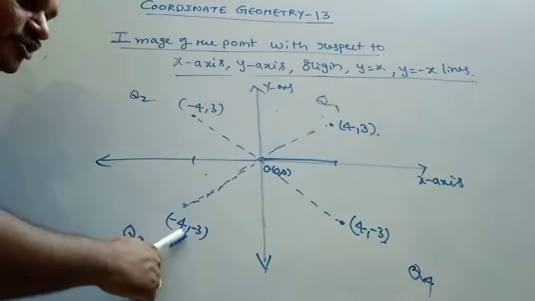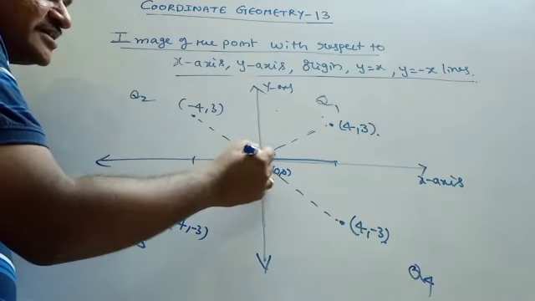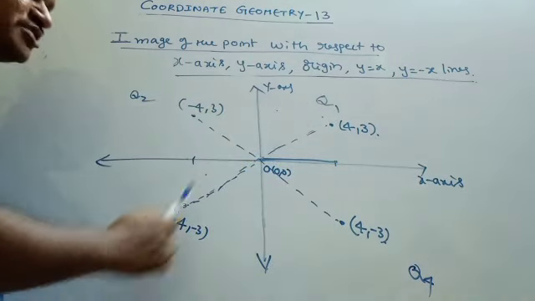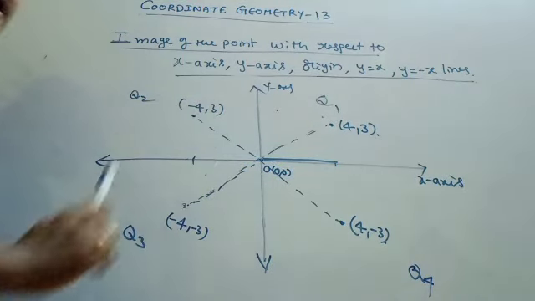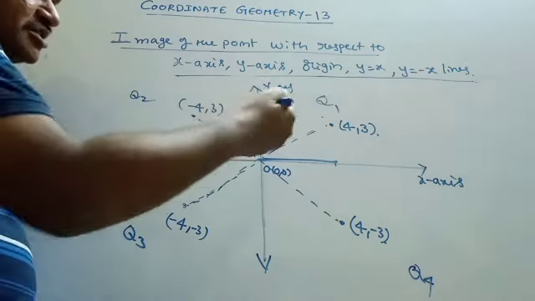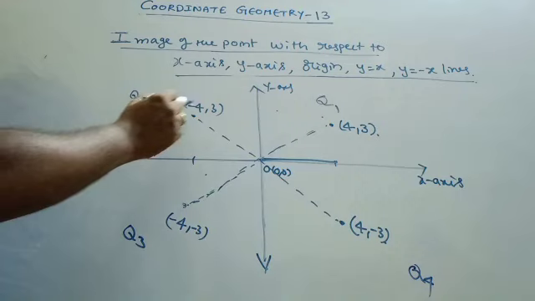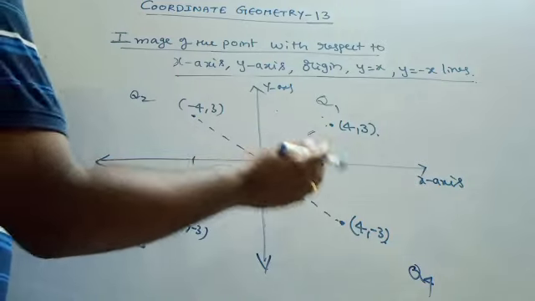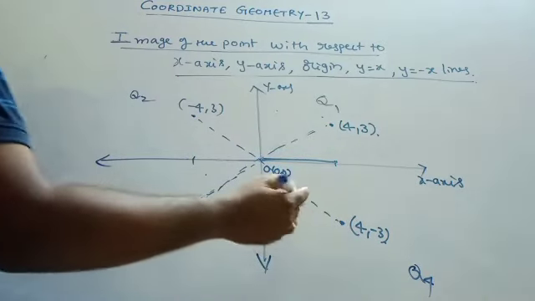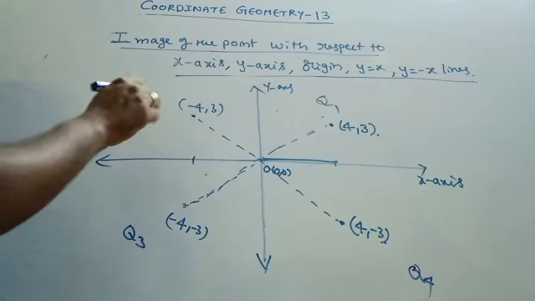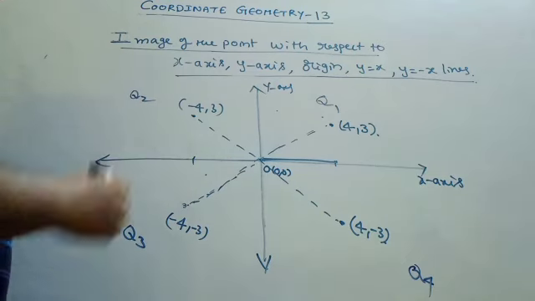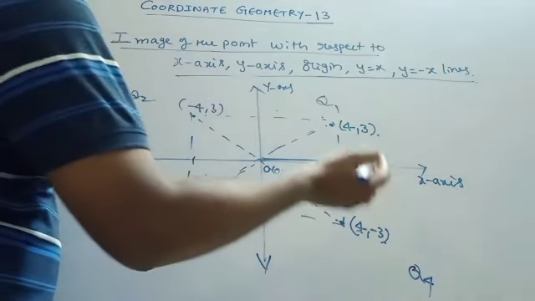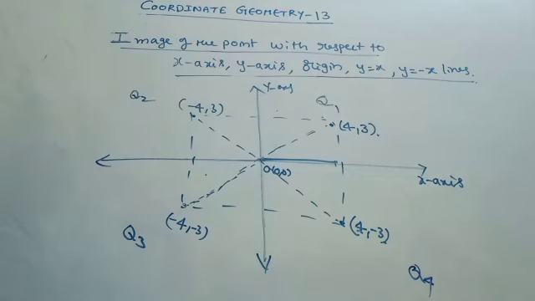The image of minus 4 comma minus 3, if O is the origin, is nothing but 4 comma 3, and the image of 4 comma 3 with respect to origin as a mirror is minus 4 comma minus 3. They are both images to each other with respect to origin. The same way, minus 4 comma 3 is a point whose image becomes 4 comma minus 3 with respect to origin, and a point which lies in the fourth quadrant, 4 comma minus 3, whose image will become minus 4 comma 3 which lies in quadrant 2. That means if you join all these things, once again you are going to get a rectangle like this.